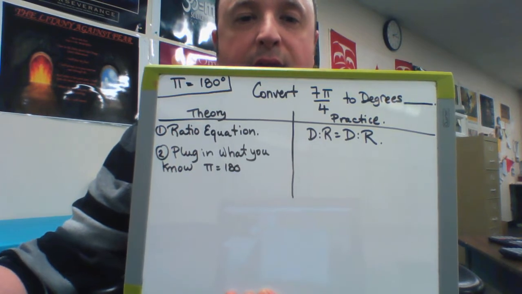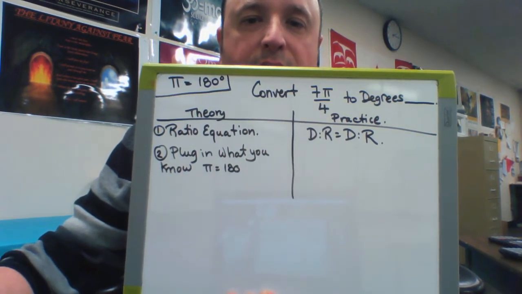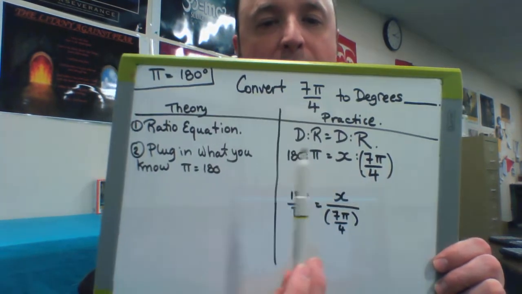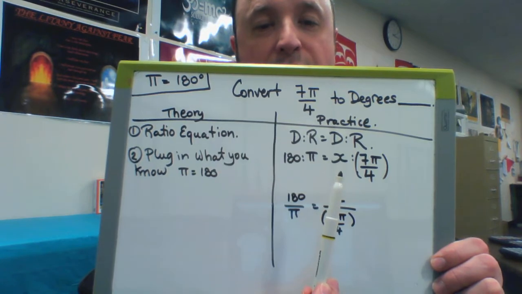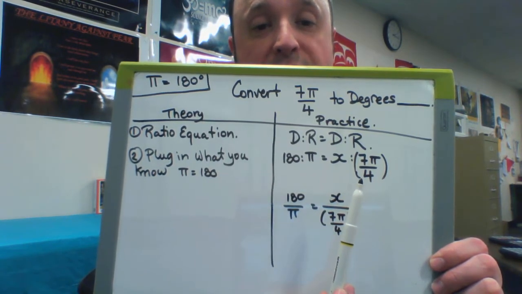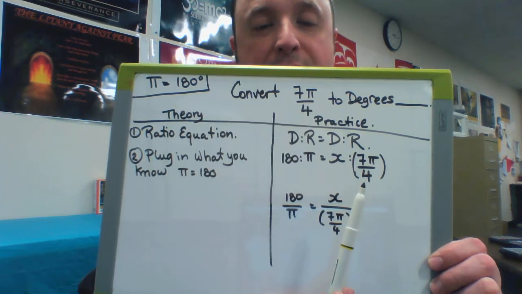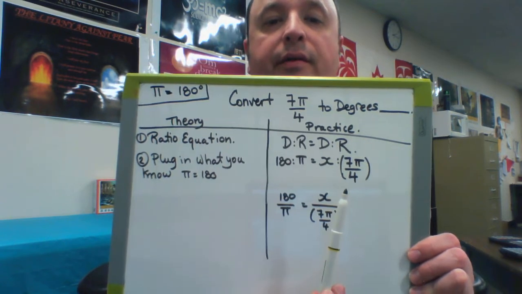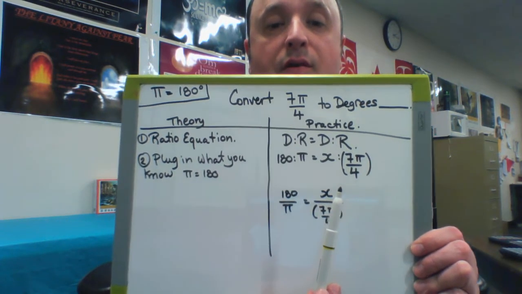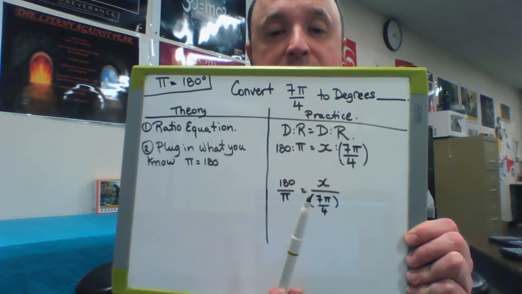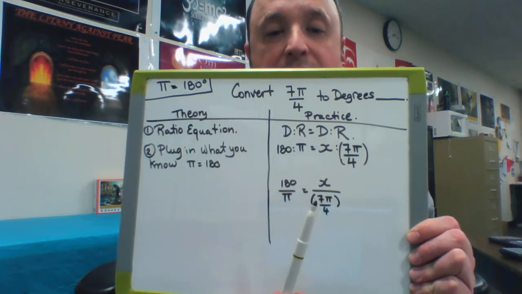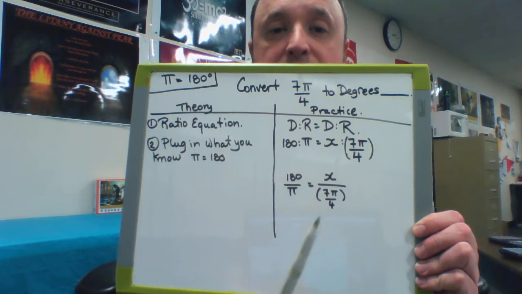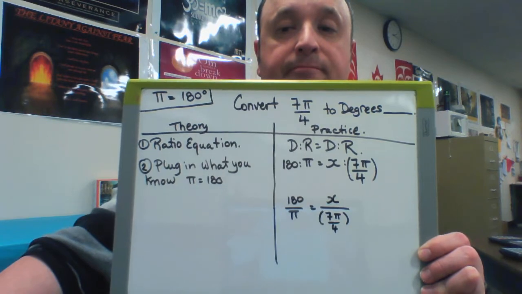Pi is equal to 180, and then you just fill in the other parts. Let's see what it looks like. So I have 180 equals pi, and then I have x, what I'm looking for, the degrees for a radian of 7 pi over 4. I'm putting 7 pi over 4 in brackets just to make it easy to see how things work inside your ratio equation. So I've set up the fraction so that x is on top, that's nice, and then I have to multiply off the bottom.